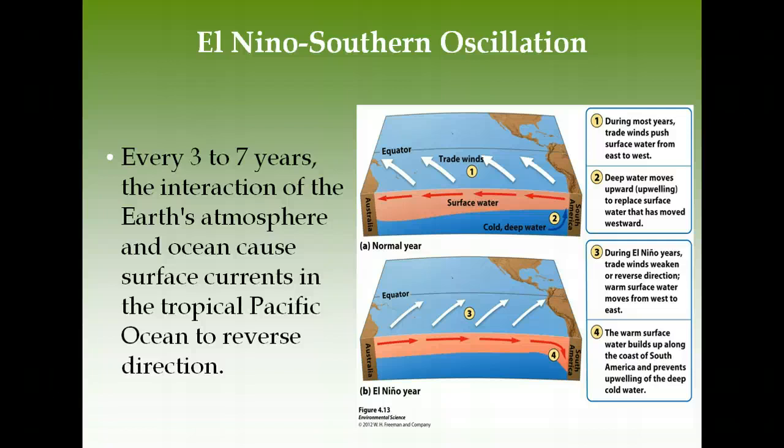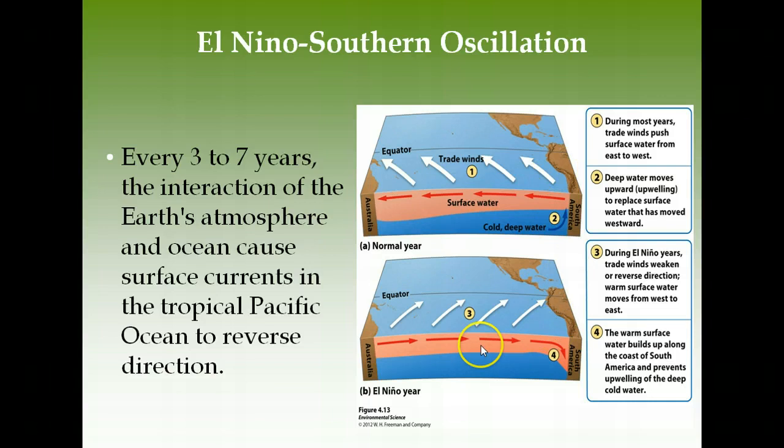So notice in the top picture, in a normal year, the trade winds go from east to west, and that is a result of the Coriolis effect and the normal Hadley cells. And so deep water moves upward, as you see here, and you have upwelling. And upwelling is bringing those nutrients into the coastline so that you have a very good fish population.